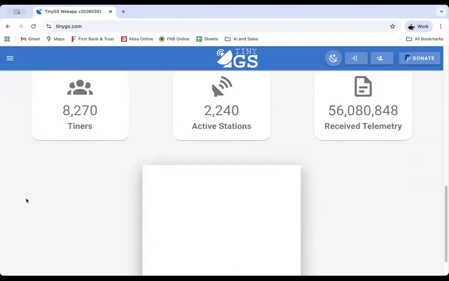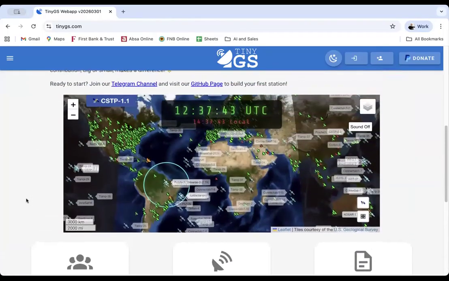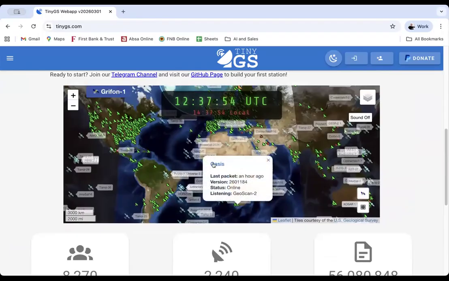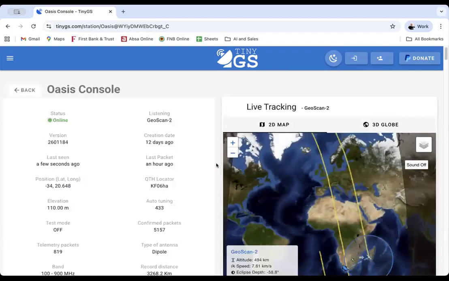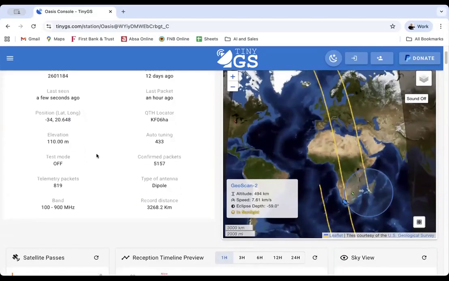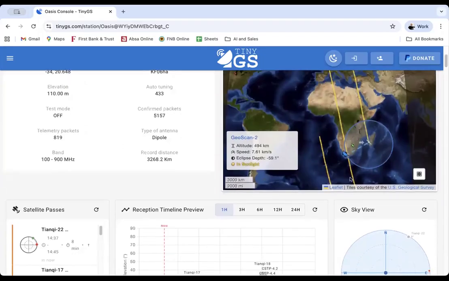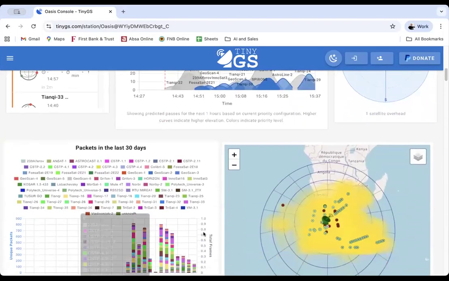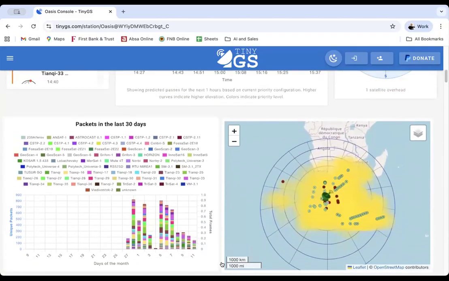But what we can do is go down and have a look at, let us take, for example, this Oasis one. If I look at this particular ground station, we can see that it's online, and that it is picking up satellite data across a very, very broad area. And Judy, we have two of yours in the Cape.